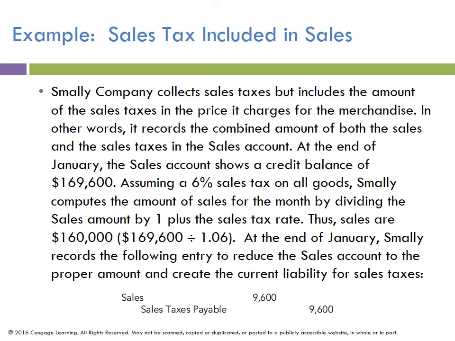So what's really the $169,600? It's 100% sales revenue, 6% sales tax. So if we divide the $169,600 by 1.06, it'll tell us the amount of sales revenue, and what's left in that account is sales tax, and it's $9,600. So at the end of the month, debit sales, credit sales tax payable. Not all companies do that, but if they do, that's how you pull out the sales tax portion.